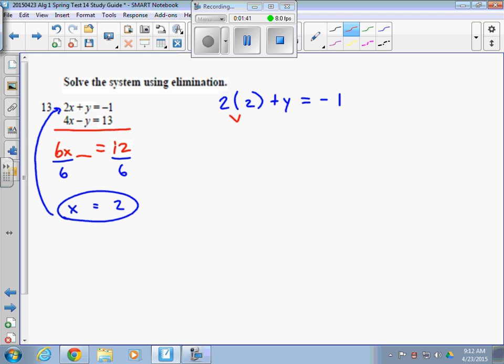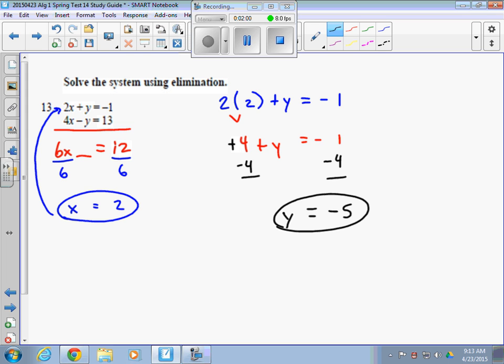2 times 2 we know is 4, plus y is -1. And in order to get y by itself, undo the +4 by subtracting 4 on both sides. -1 minus 4 is -5. So y's value is -5. Remember, solutions to systems are written as ordered pairs. X, comma, y, or 2, -5. There's your solution. That's the one point that if you graph both equations, that's the point they would cross, or that's the one point they have in common.